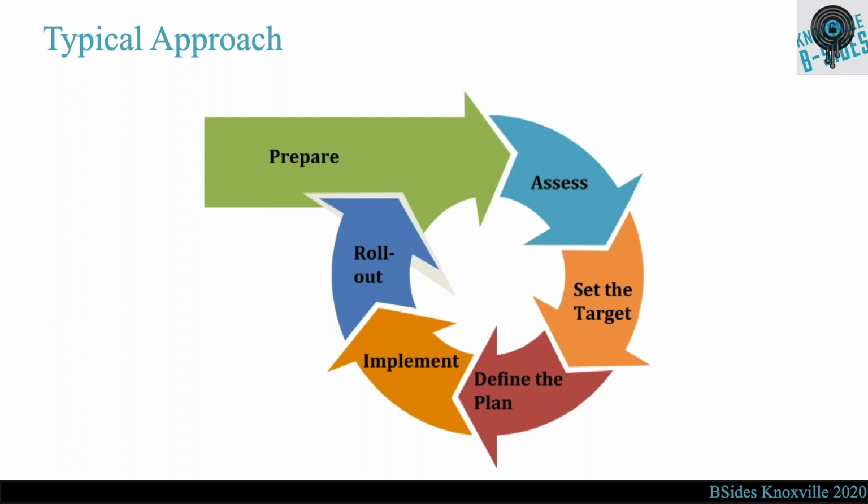But at a high level, the typical rollout approach for SAMM includes 6 different phases. The first phase is the prepare phase, then assessment, then setting the target, defining the plan, implementation, and rollout. And it again goes back to assessment, thus creating a cyclic and continuous improvement process.